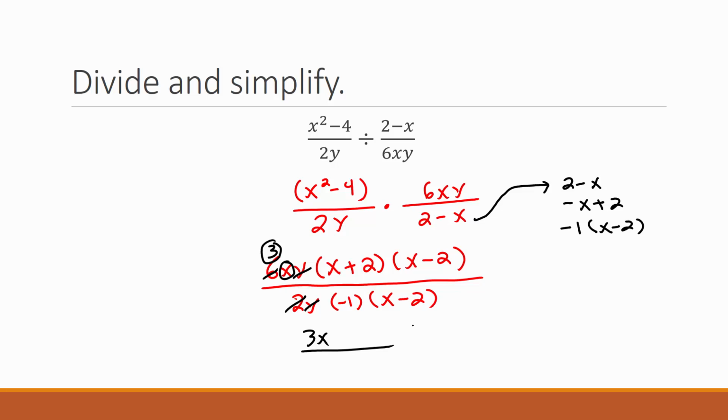I can also cancel a common binomial. I have x minus 2 in my numerator and x minus 2 in my denominator. So now I have 3x times x plus 2 all over negative 1. And since we are dividing that by negative 1, we can just say negative 3x times x plus 2.